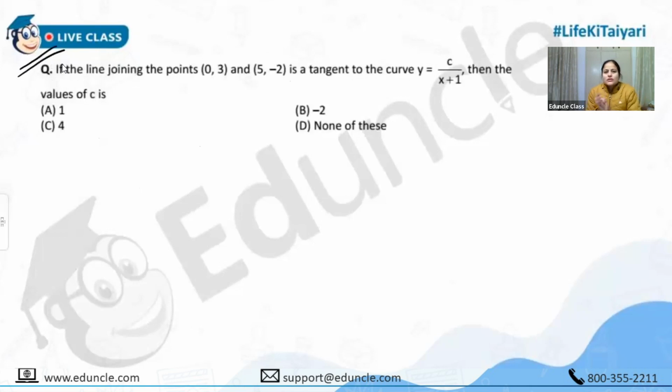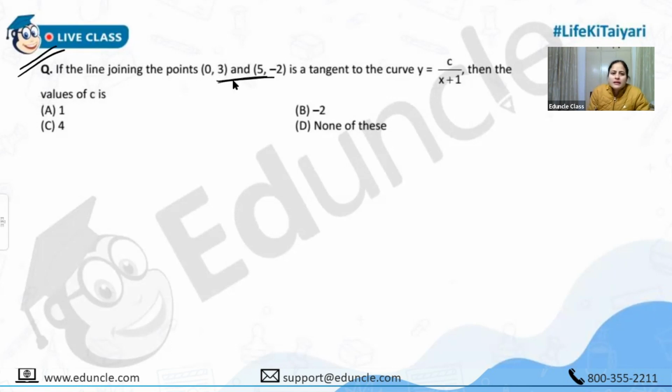So this question is different from our syllabus, but it is based on the usual theory, related to normal theory. It is quite normal. If the line joining these 2 points, you can find the equation of the line joining these 2 points. Yes, we know how to find the equation of a line passing through 2 points.